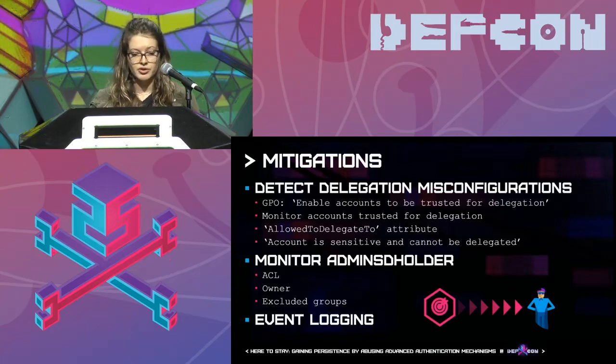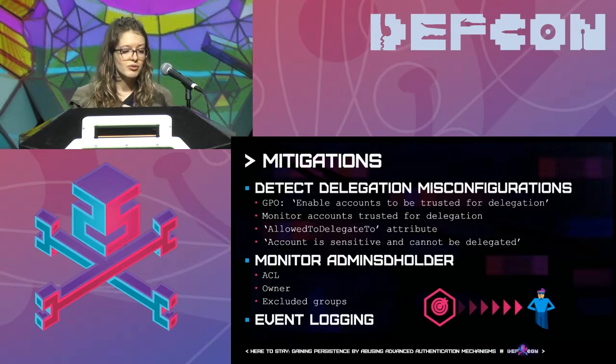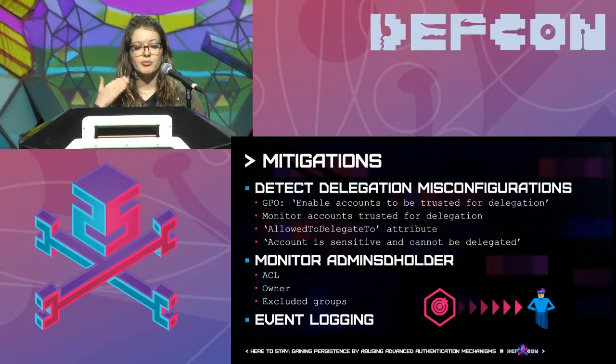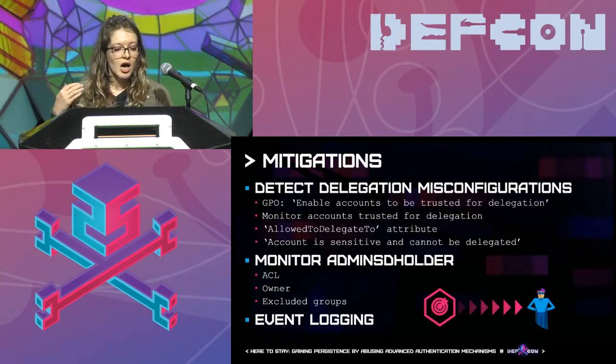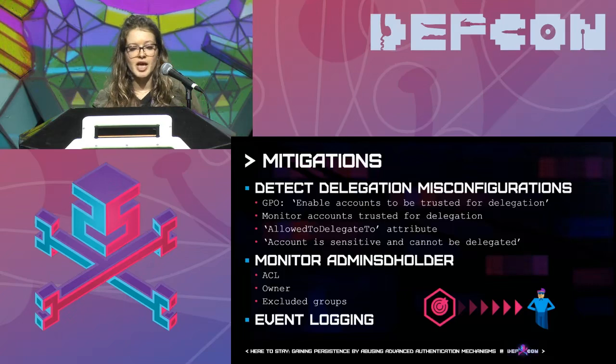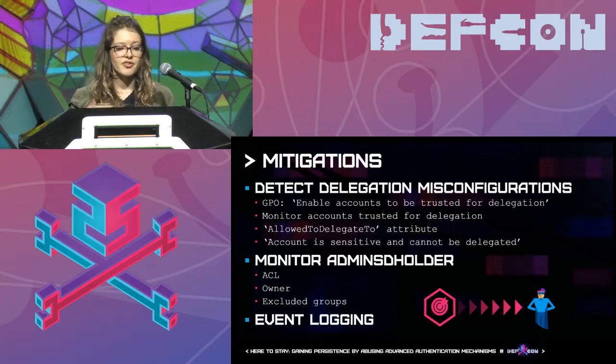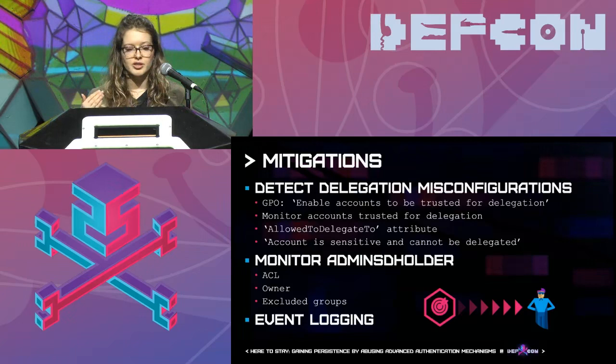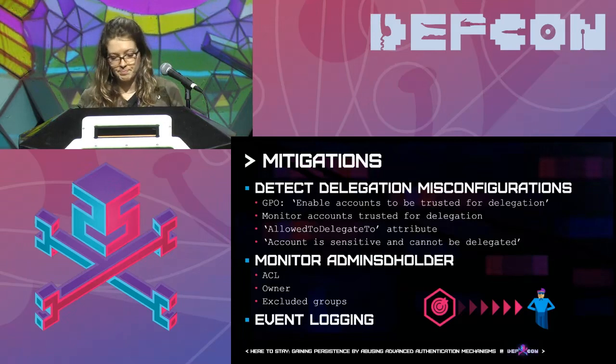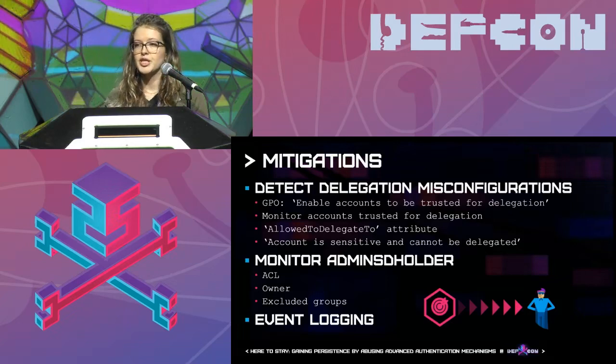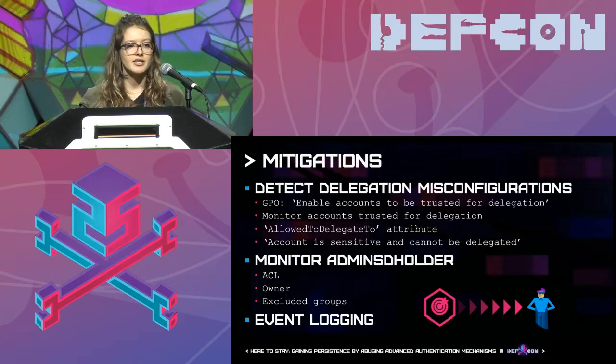Also, we need to monitor the admin as the holder object, of course, the access control list, which is very important and is then copied to all protected users and groups in the domain. Also, the owner of this object, since we saw how attackers can abuse this, and of any other protected group in the domain. Also, monitor the excluded groups from the admin as the holder protection. Monitor their ACL as well, why they're excluded, and their access control list. Of course, we recommend using any event logging to see whether there was a suspicious change on any Active Directory object.